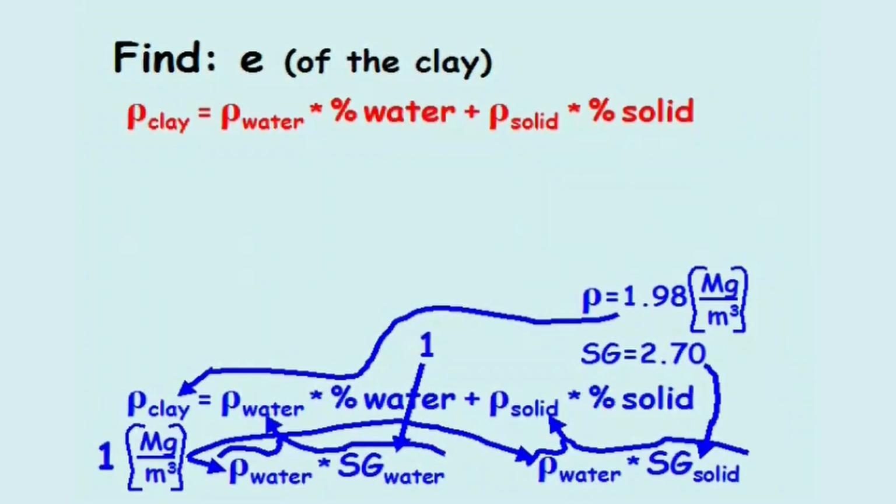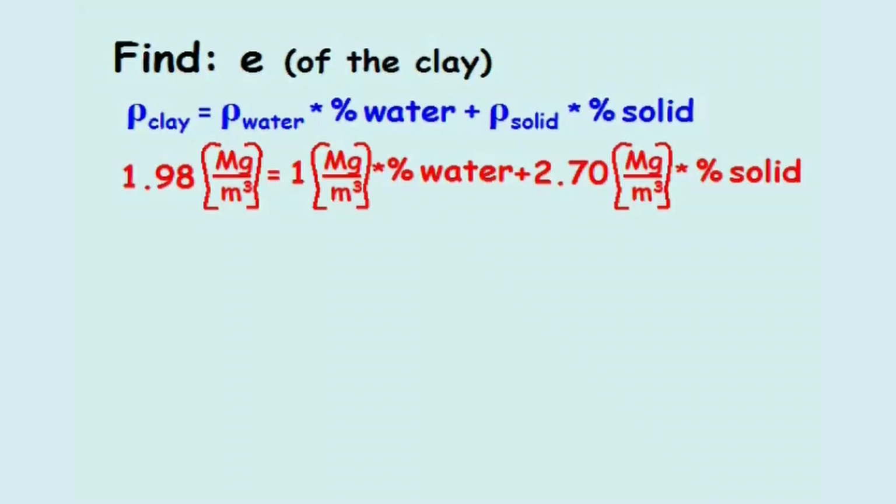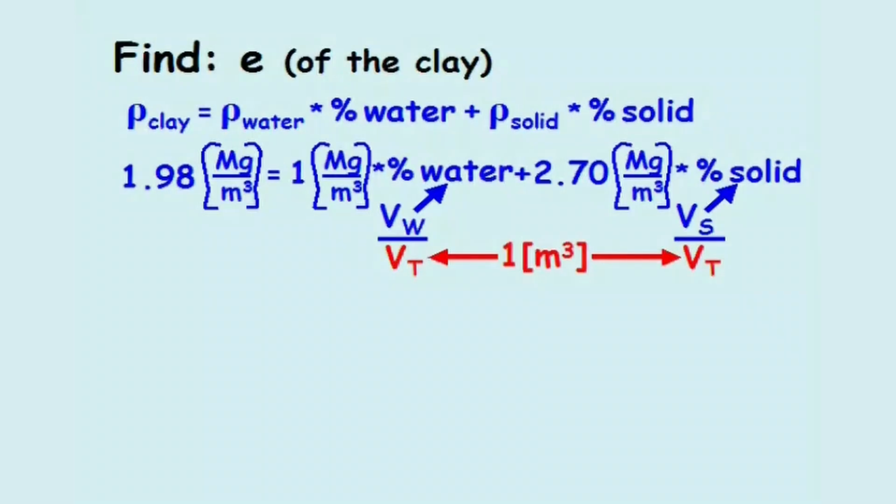We update our equation with the values we already know. 1.98 megagrams per meter cubed equals 1 megagram per meter cubed times the percent water plus 2.7 megagrams per meter cubed times the percent solid. The percent water and percent solids are volumetric percentages, meaning the percent volume of water and percent volume of solids. From our previous assumption, the total volume is 1 meter cubed, and the volume of solids equals 1 meter cubed minus the volume of water.